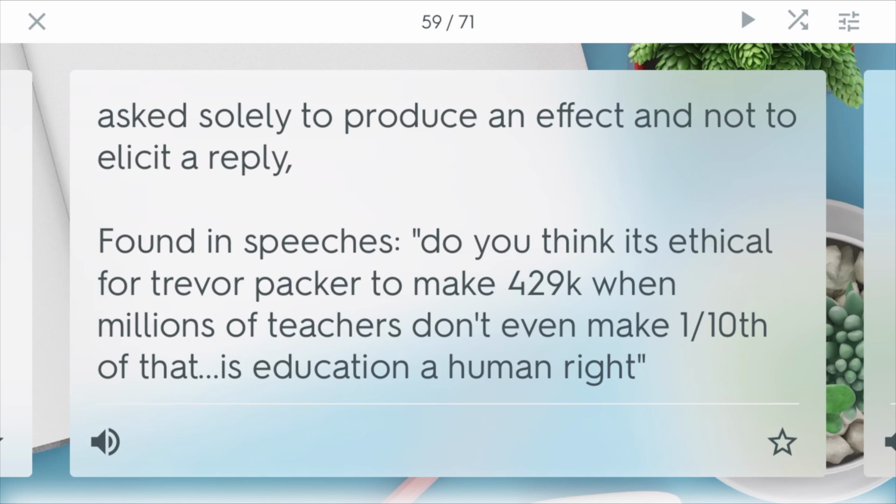One example would be, do you think it's ethical for Trevor Packer to make $429,000 when millions of teachers don't even make 1/10 of that? Is education a human right? These are questions, but they're not really trying to ask you to say yes or no. They're just there to state a point.